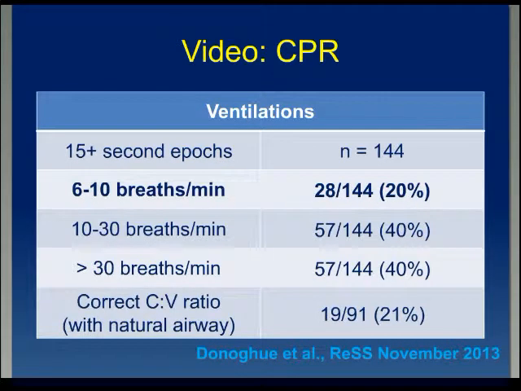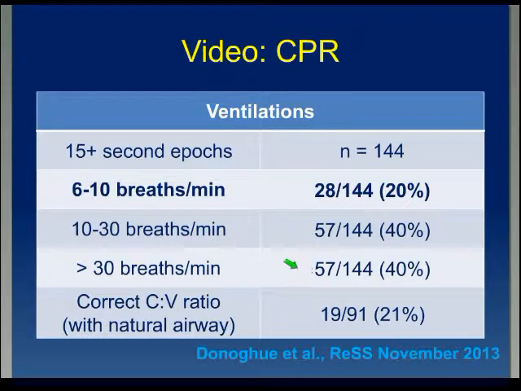This is another interesting one. So ventilations, here we have about 144 segments of ventilations that we managed to capture. And again, this is one where the target range is the elusive 6 to 10 breaths per minute, which, as you see here, was rarely achieved. It was only 20% of the time. And instead, hyperventilation, sometimes even hyperventilation threefold above the recommendations, was quite common. And this is in keeping with what's been shown in other studies, both simulated and in real patients.